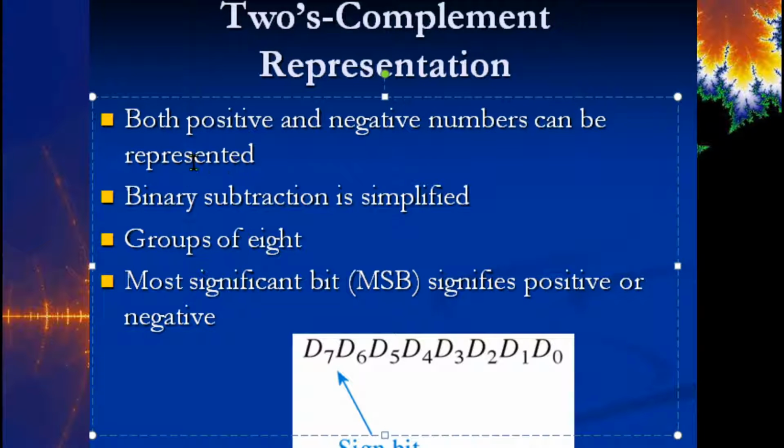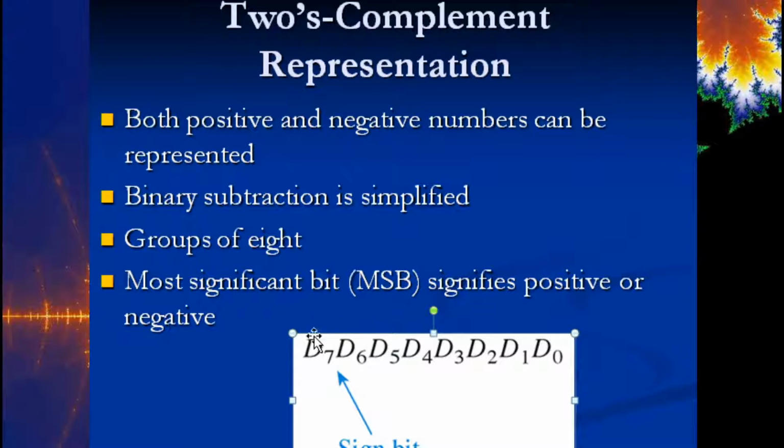So it says both positive and negative numbers can be represented. Here's something that you need to remember, right? It's always in groups of 8. You have to do groups of 8 because this leading bit here, this 8th bit, D sub 7, is always the sign bit. So that's either going to be positive or negative. And so if you just have a small number like positive 7, then it's going to be 0, 0, 0, 0, 0, 1, 1, 1. But you have to have all 8.